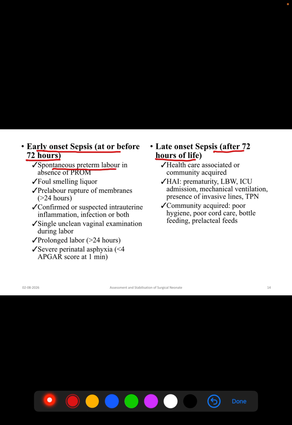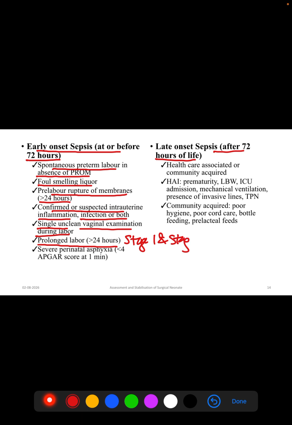So if there is a spontaneous preterm labor in the absence of pre-labor rupture of membranes, that we will confirm while taking the history, whether there was any foul smelling liquor, whether there is any pre-labor rupture of the membranes more than 24 hours, whether there is any confirmed or suspected intrauterine inflammation, infection, or both of them. And even if there is a single unclean vaginal examination during the labor, and if there is a prolonged labor for more than 24 hours, including stage 1 and stage 2, and if there is a severe perinatal asphyxia, that is अपगार स्कोर आपका less than 4 at 1 minute पे.